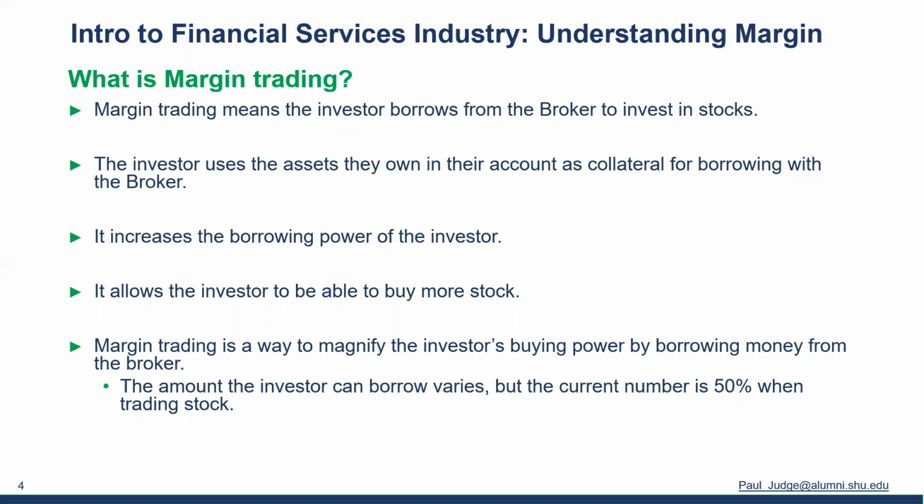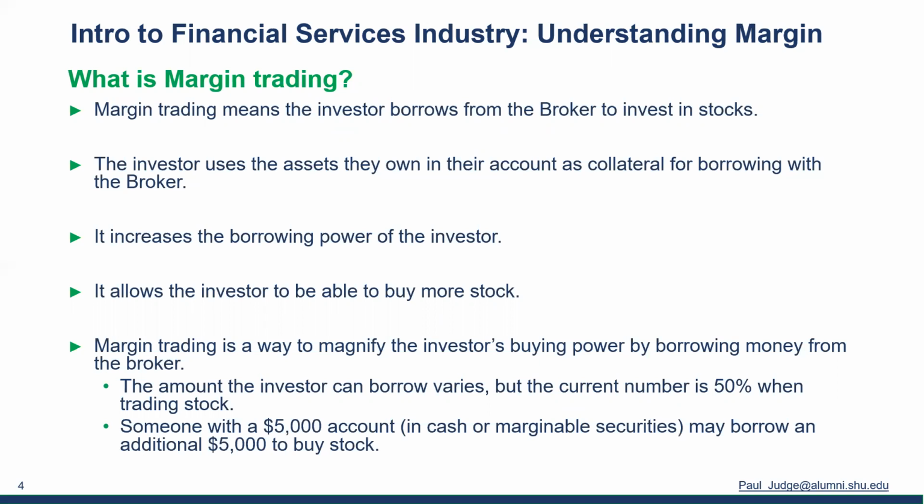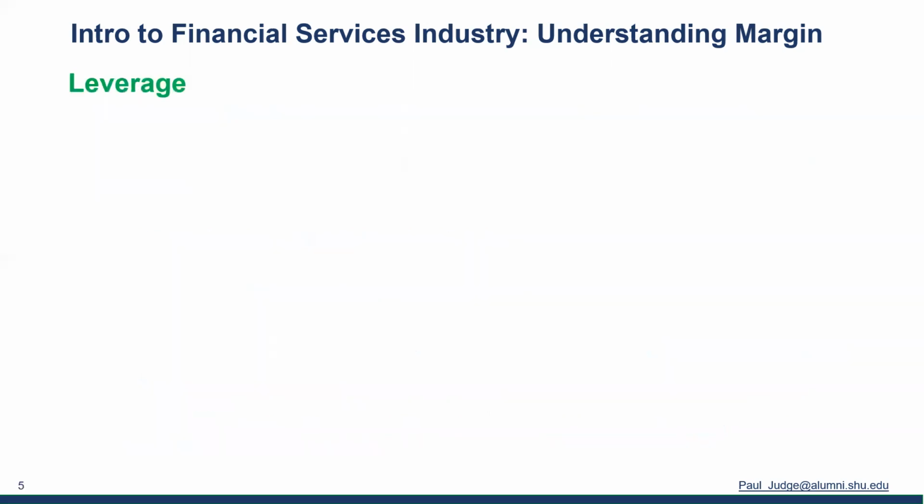The amount the investor can borrow varies, but the current limitation is 50% when trading stock. And I'm going to get into this. But basically, if someone has $5,000 cash in a margin account, they can borrow up to another $5,000. So their cash ownership in the account is 50% of the total value of the account.